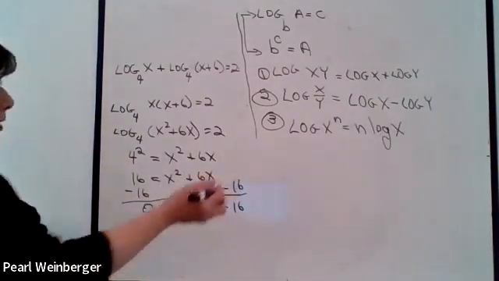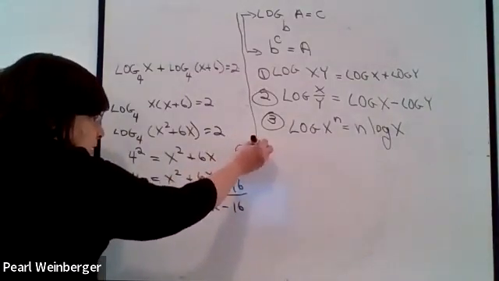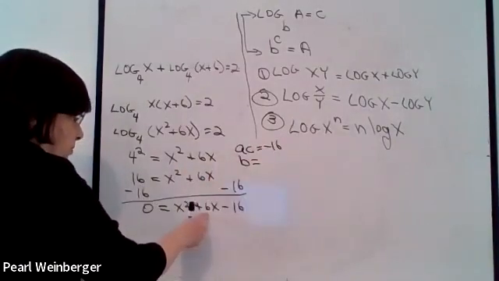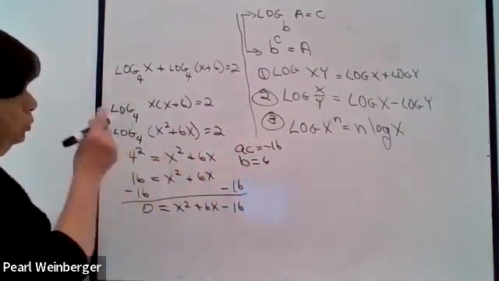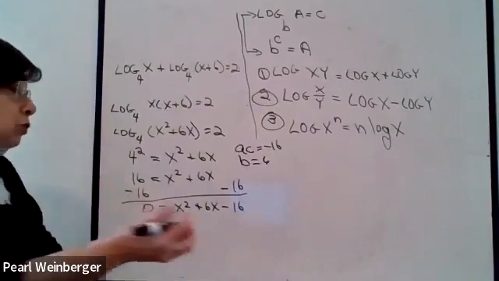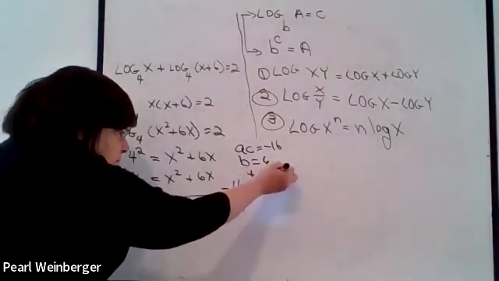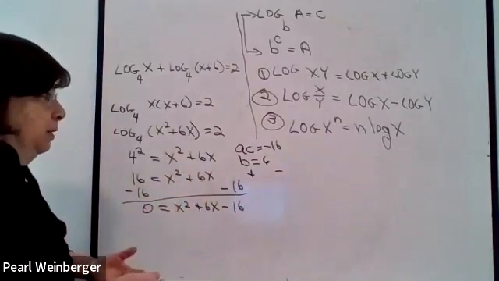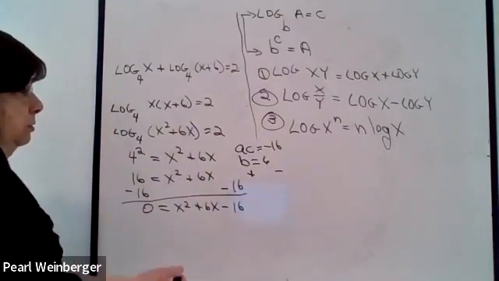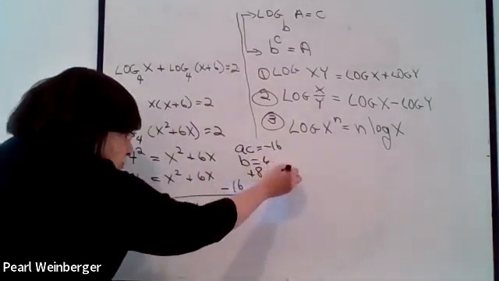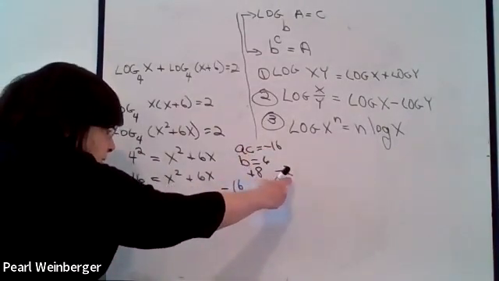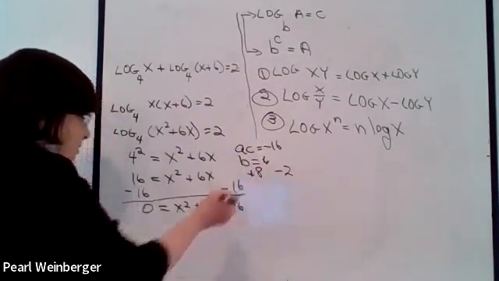And again, we're going to use our AC method, where our AC is negative 16 and our B is 6. So we're looking for two numbers that when we multiply them give me negative 16, which means, of course, one's going to be positive and one's going to be negative. And when we combine them, we're going to get a positive 6. Well, I think you realize that that's going to be 8 and negative 2, because 8 times negative 2 is negative 16, and positive 8 combined with negative 2 gives us positive 6.